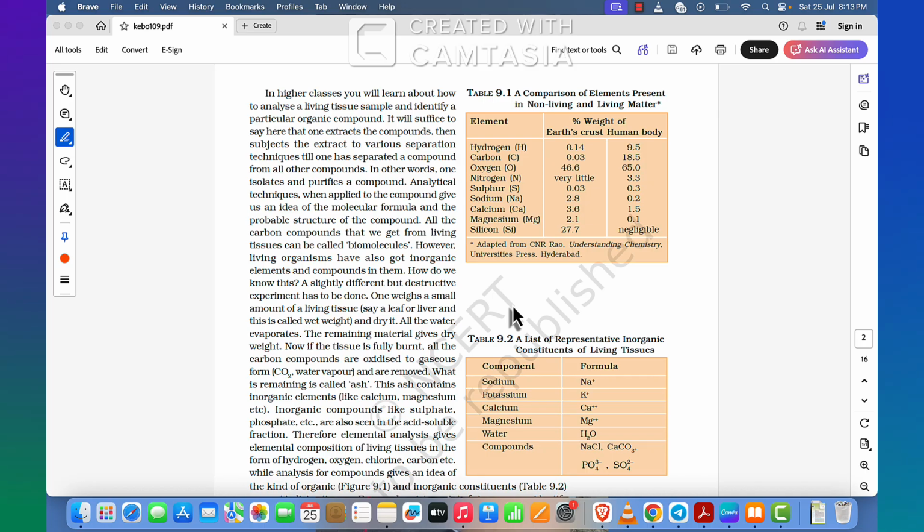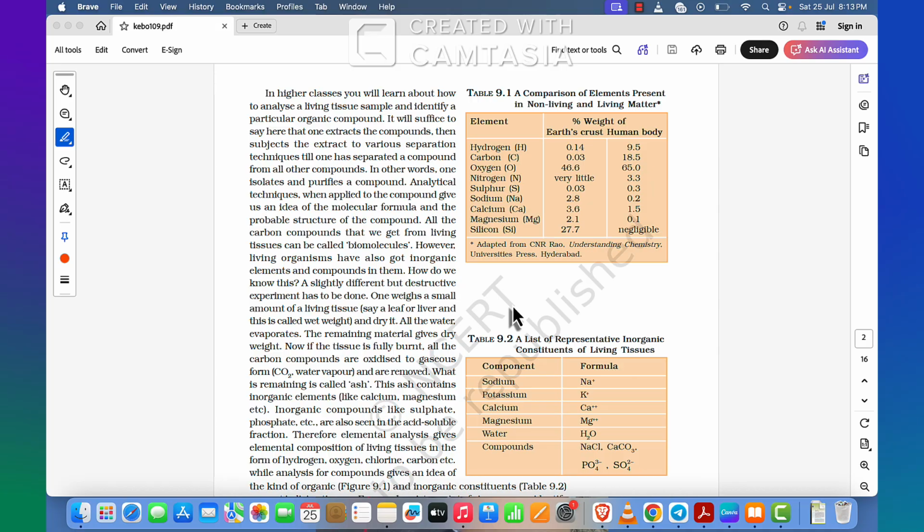However, living organisms have also got inorganic elements and compounds in them. How do we know this? A slightly different but destructive experiment has to be done. One weighs a small amount of a living tissue, say a leaf or liver, and that is called wet weight, and dries it. All the water evaporates. The remaining material gives dry weight. Now the tissue is fully burned. All the carbon compounds are oxidized to gaseous form, CO2, water vapor, and are removed. What is remaining is called ash.